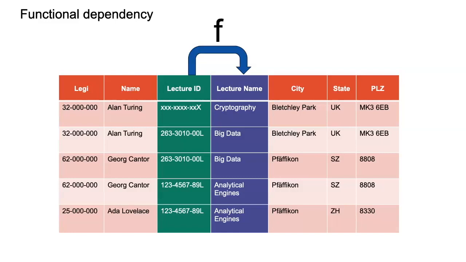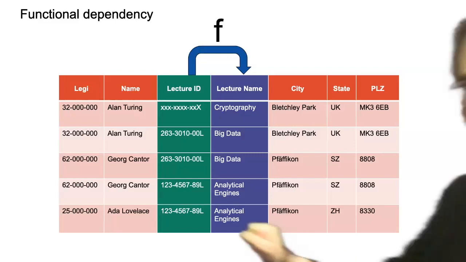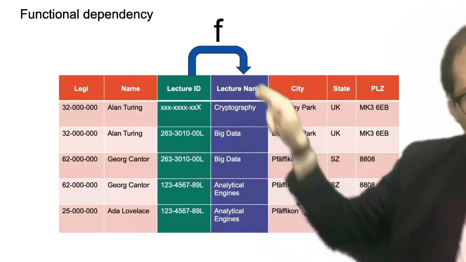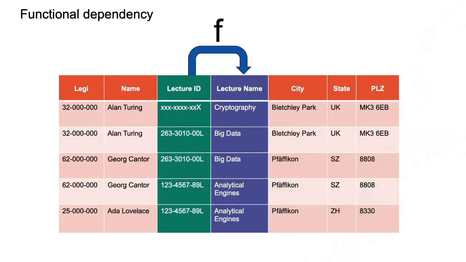A functional dependency, there's function in there. It just means that a column could depend on another column or on several other columns. In that case, for example, the name of a lecture obviously depends on the ID of the lecture at ETH, right? If I give you the code of the lecture, so 263 blah, blah, blah is the big data code, then you know it's big data, right? So you notice the functional dependency. If it's the same code, then it has to be the same lecture name, right? So there is a functional dependency from this column to this column. That's the first concept to be aware of.